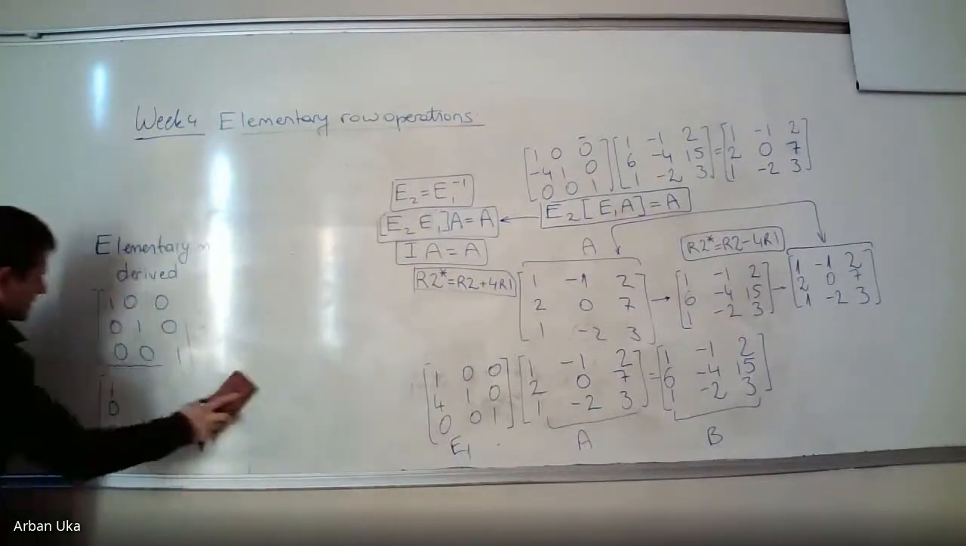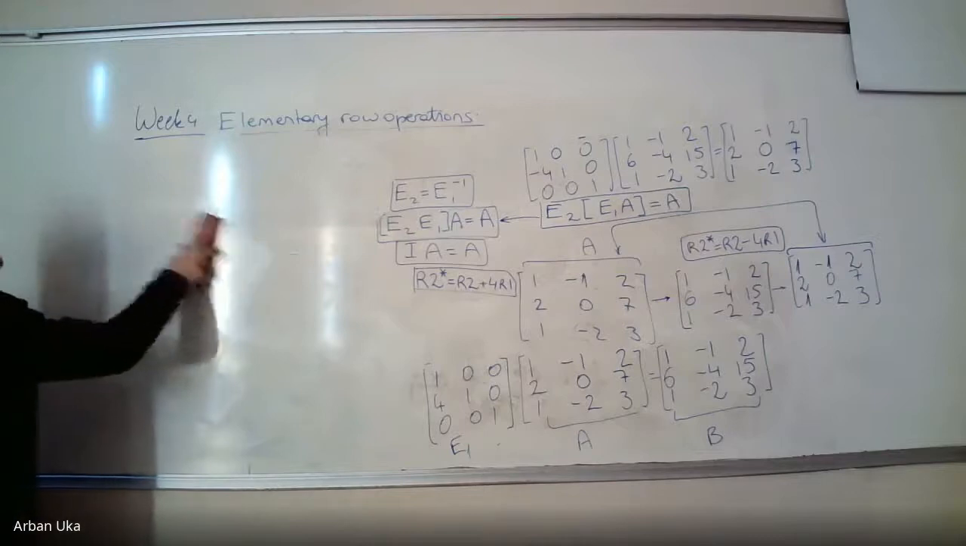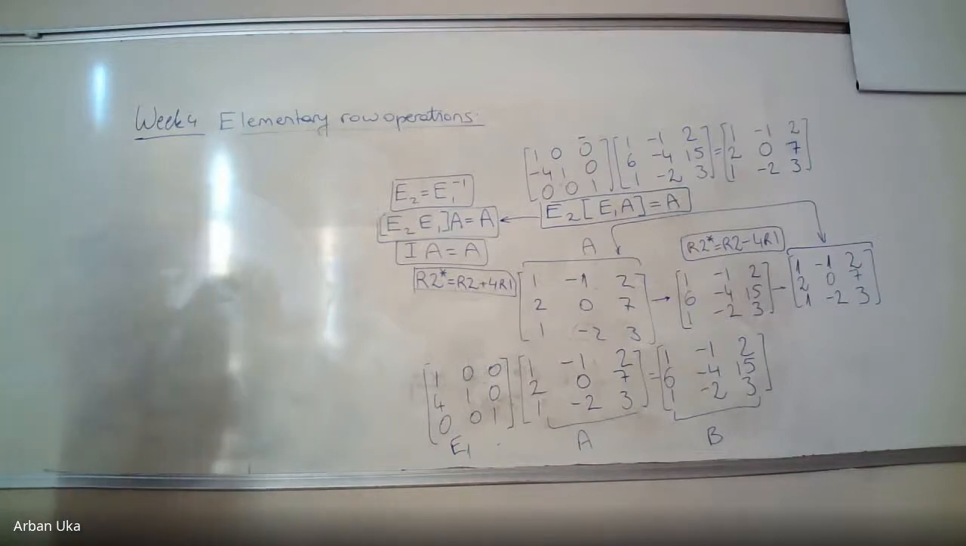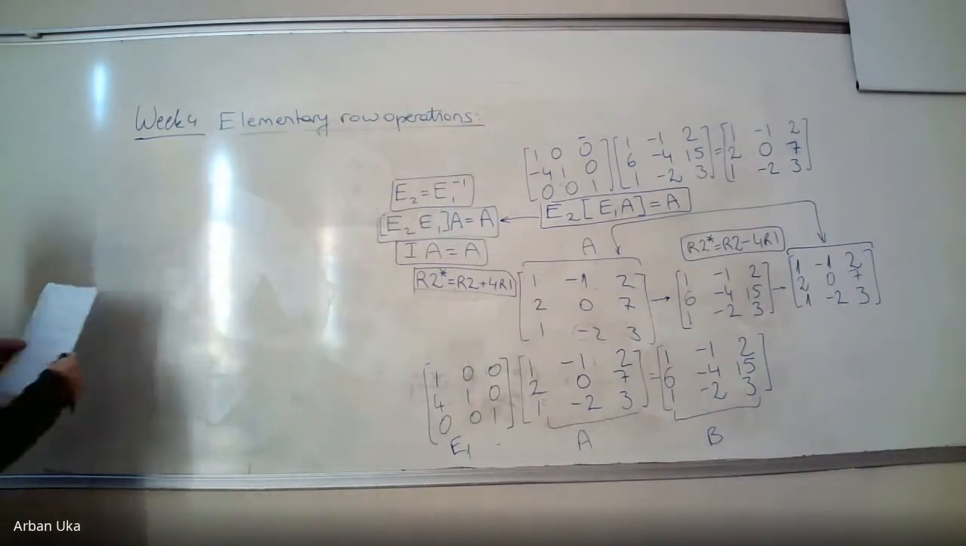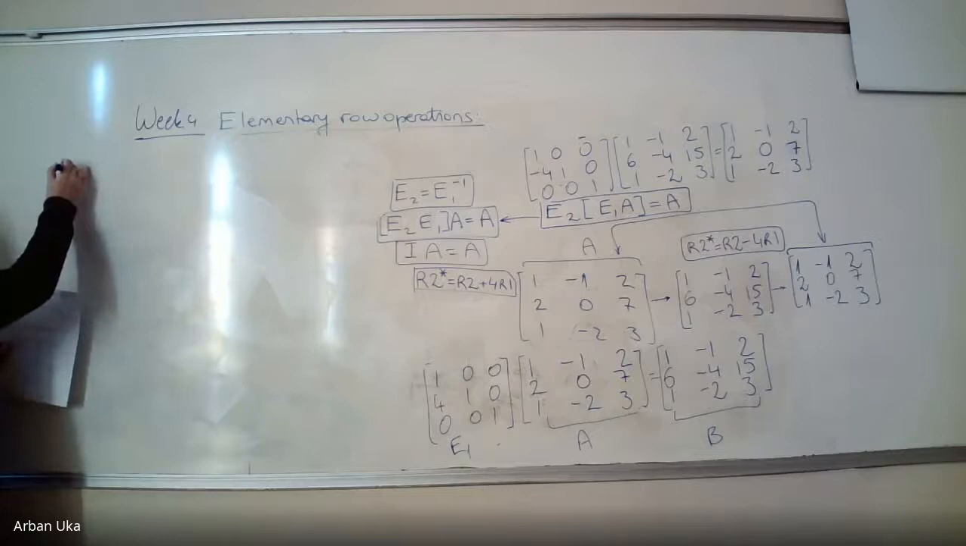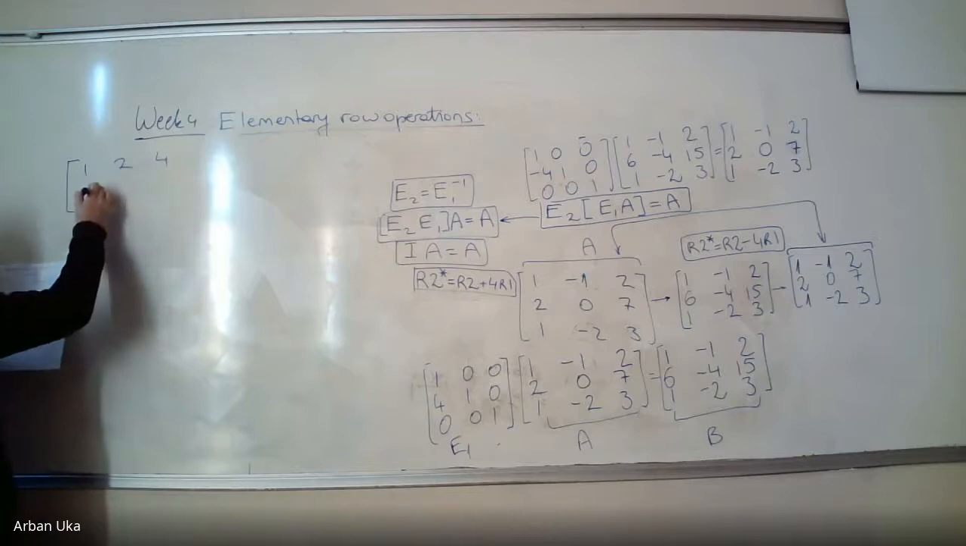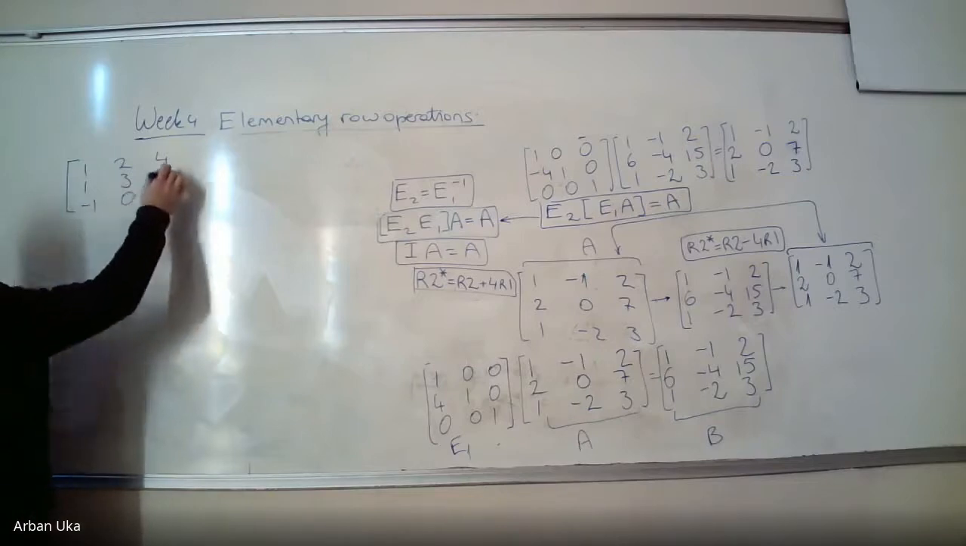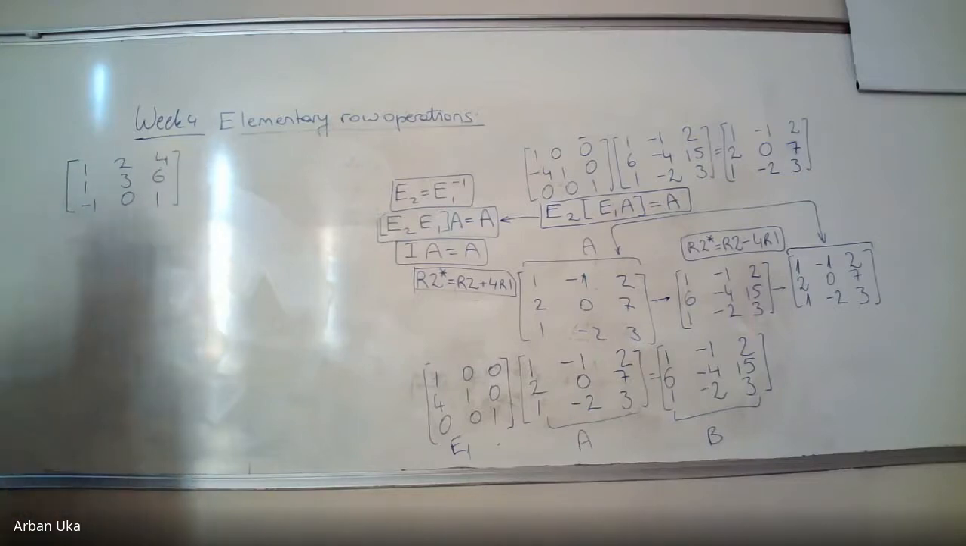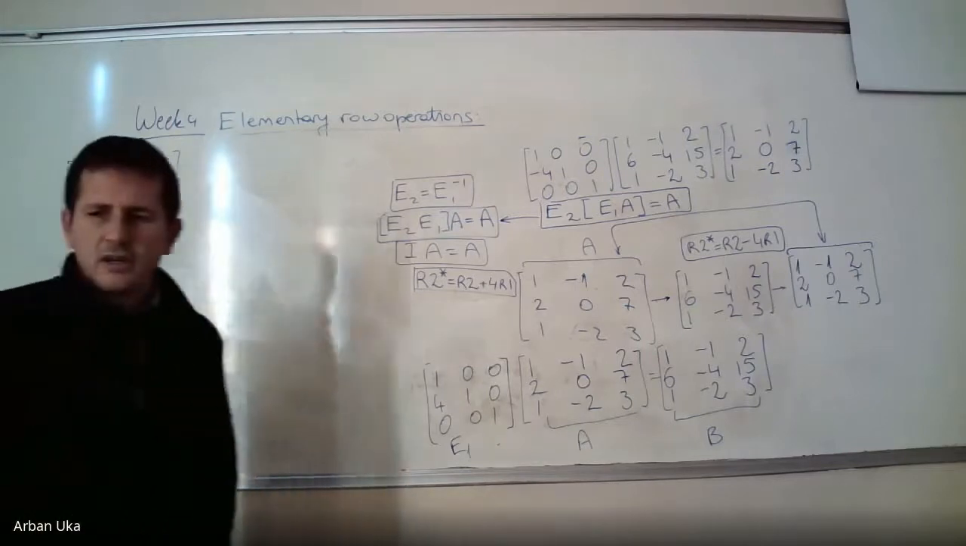Now, let's try to pick an example. Maybe the best one could be if we went over... wait a second. Okay, so let's do this one. Let's have a matrix A which is equal to 1, 2, 4, 1, 3, 6, minus 1, 0, 1. So this is a matrix, and let's assume that we want to obtain the reduced row echelon form.